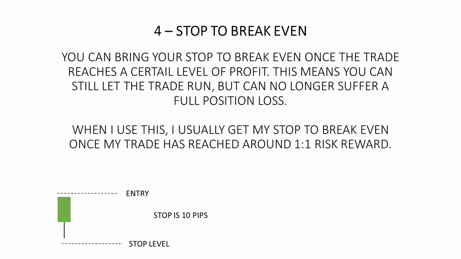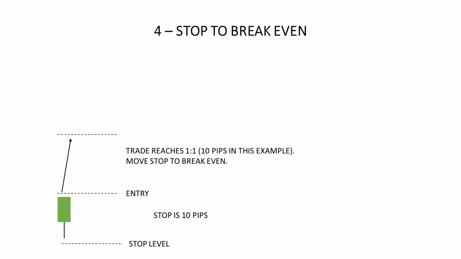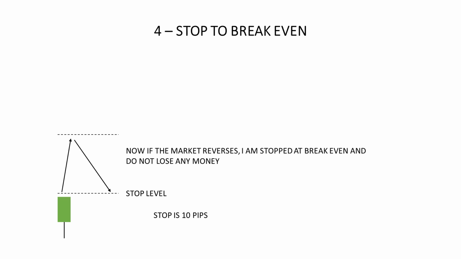You can bring your stop to break even once the trade reaches a certain level of profit. This means you can still let the trade run, but can no longer suffer a full position loss. When I use this, I usually get my stop to break even once my trade has reached around 1-to-1 risk reward. So in this example, the trade reaches 1-to-1 at 10 pips of profit. The stop then moves to our entry level. Now if the market reverses, I am stopped at break even and do not lose any money.